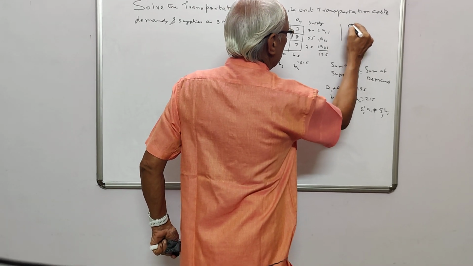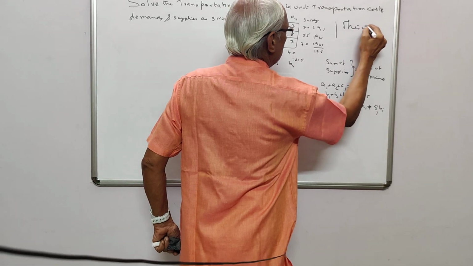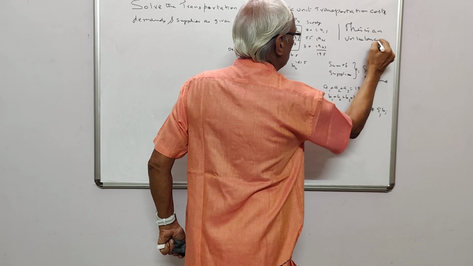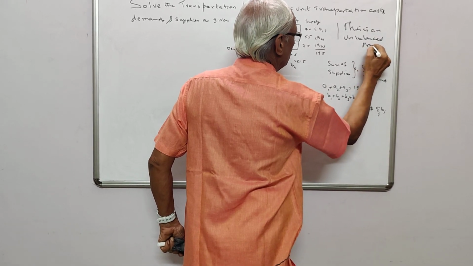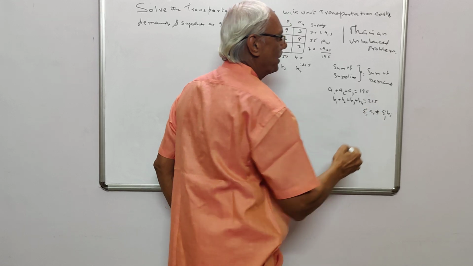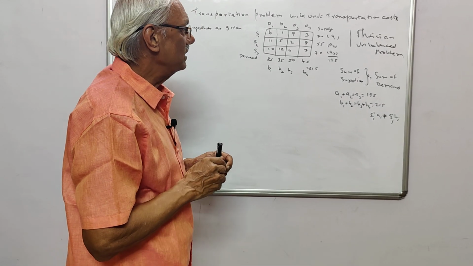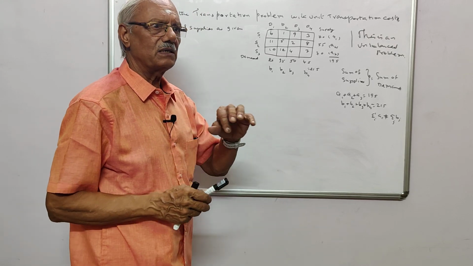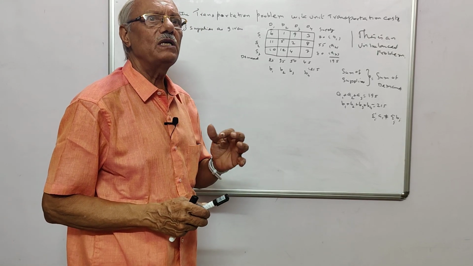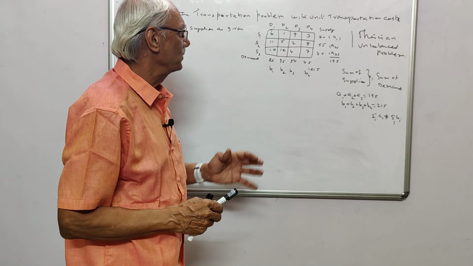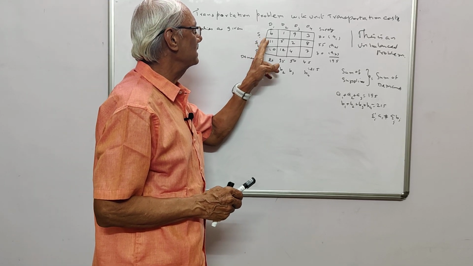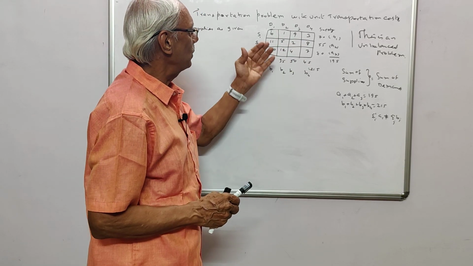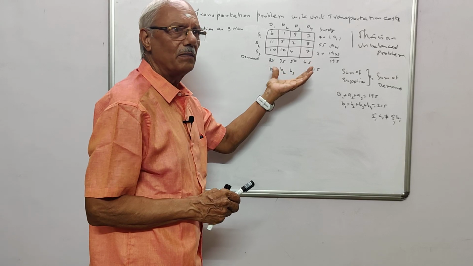This is an unbalanced problem. Now I will tell you in brief what we are going to do in this problem. S1 can supply to D1, D2, D3, D4. And what are the elements that are inside this matrix?